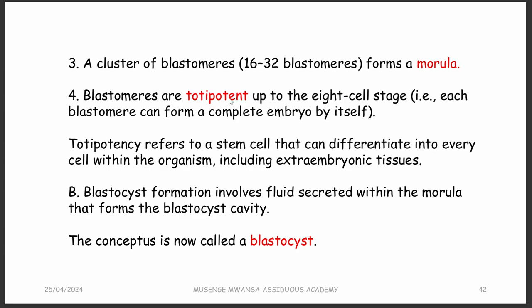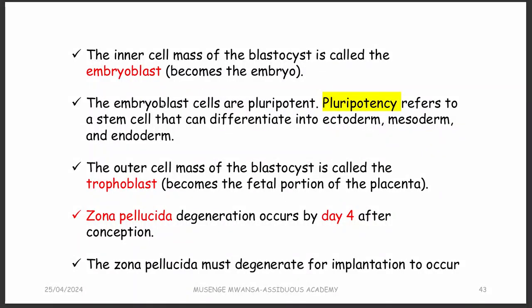Blastomeres up to the 8 cell stage are totipotent. The embryoblast is pluripotent. What does it mean? It is going to give you 3 germ layers, the ectoderm, the mesoderm, and the endoderm, where all the body organs and everything that you see will come from. The outer cell mass is called the trophoblast.